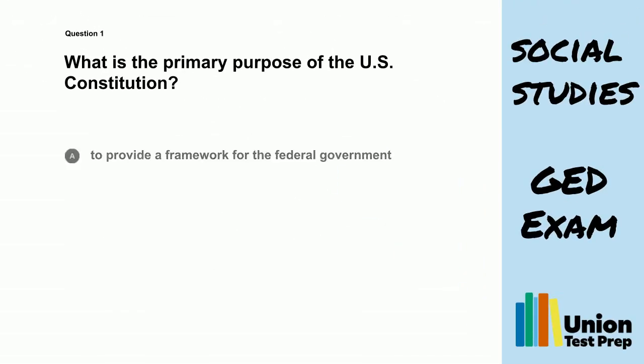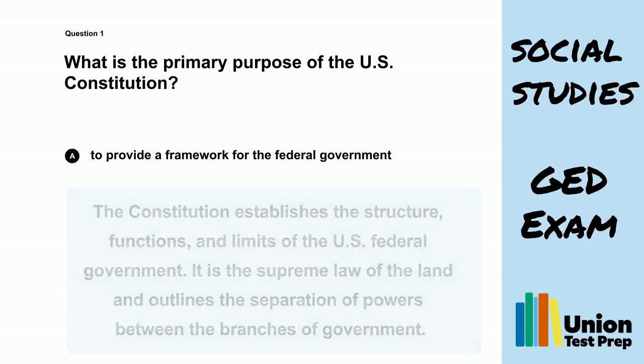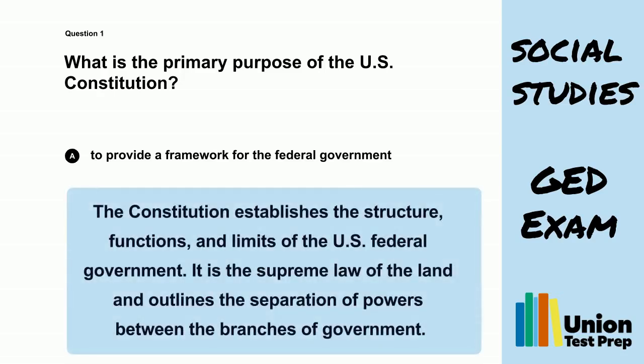The correct answer is A. To provide a framework for the federal government. The Constitution establishes the structure, functions, and limits of the U.S. federal government. It is the supreme law of the land and outlines the separation of powers between the branches of government.